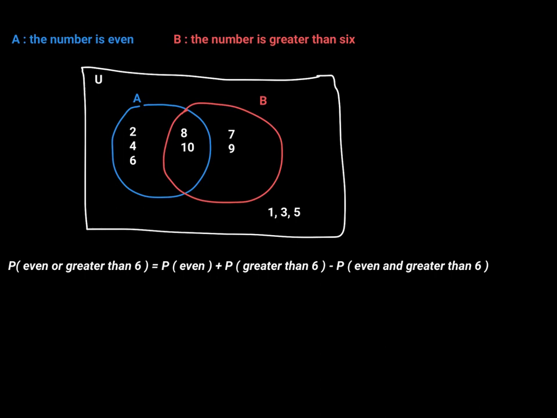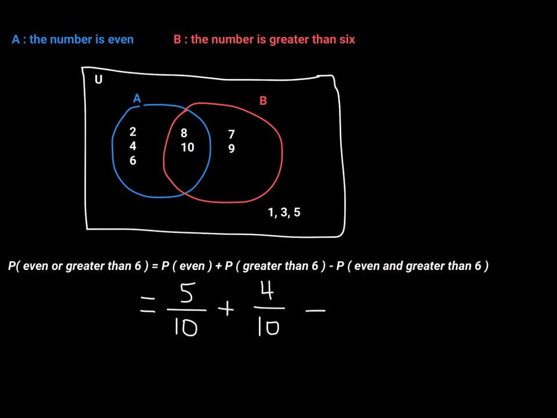So the probability of it being even. How many numbers total are even between 1 and 10? 5, right? 2, 4, 6, 8, and 10. So 5 out of 10, that's the probability of us selecting a number that is even, plus the probability of choosing a number greater than 6. There are 4 numbers that are greater than 6: 7, 8, 9, and 10. So 4 out of 10 numbers are greater than 6, minus the probability of choosing a number that is both even and greater than 6.